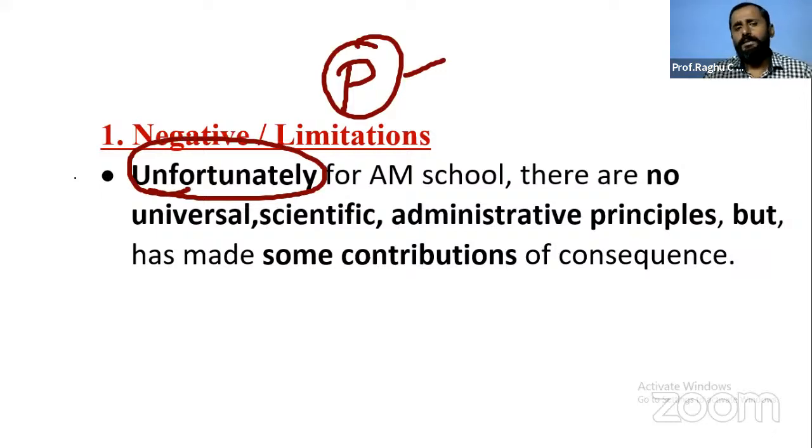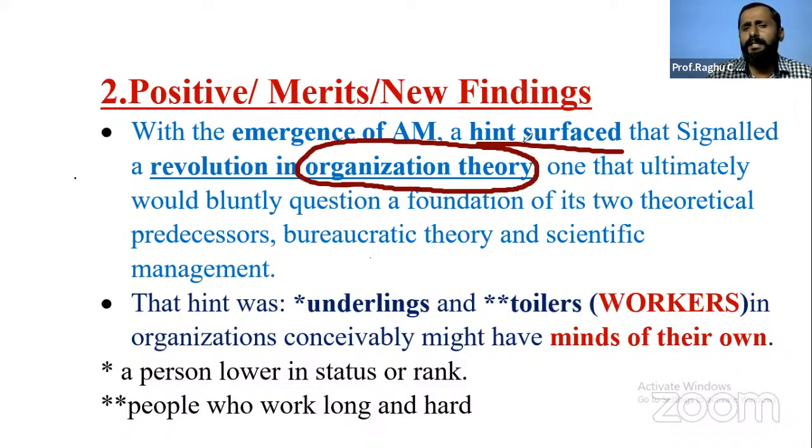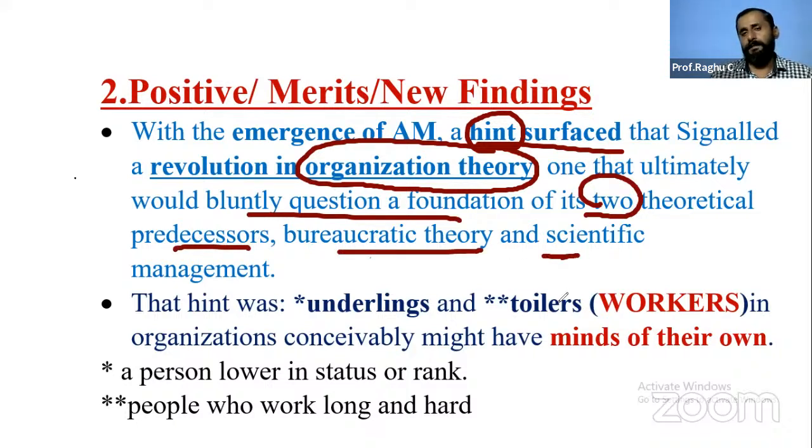Okay. And positively, as I explained, with the emergence of administrative management, a hint surfaced that signaled the revolution in organization theory. It was just a hint that ultimately would bluntly question the foundation of its two theoretical predecessors, bureaucratic theory and scientific management. What was that revolutionary idea? That revolutionary idea was that workers have a mind of their own. Workers can think like managers. Workers can plan. And it was not explicit. It was just a hint.